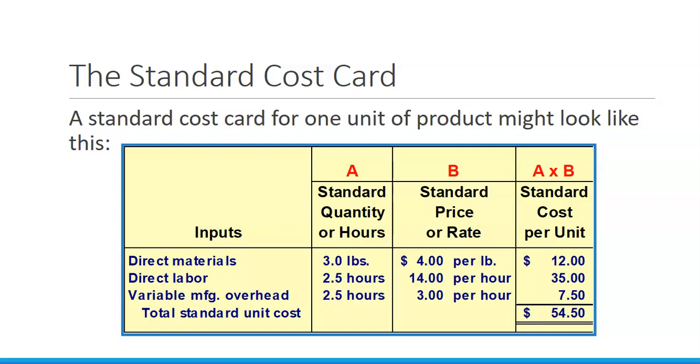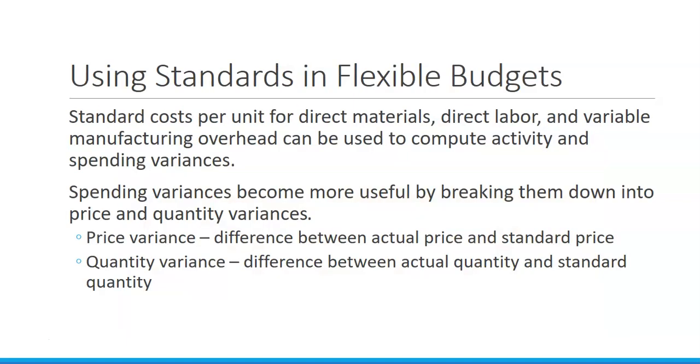So how do we use this information in variance analysis? Well, last week in Chapter 9, when we looked at the difference between the actual and the flexible budget, that was a spending variance. We can break those spending variances down further into price variances and quantity variances.